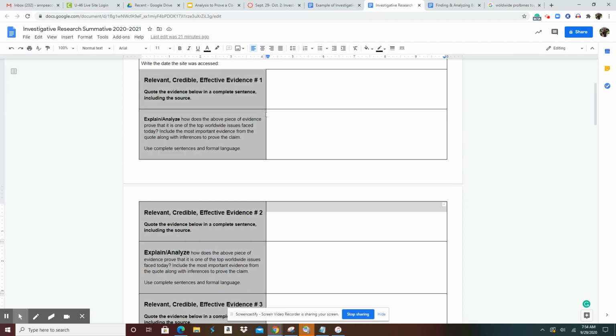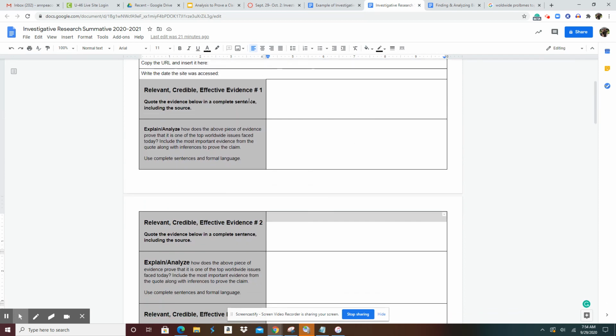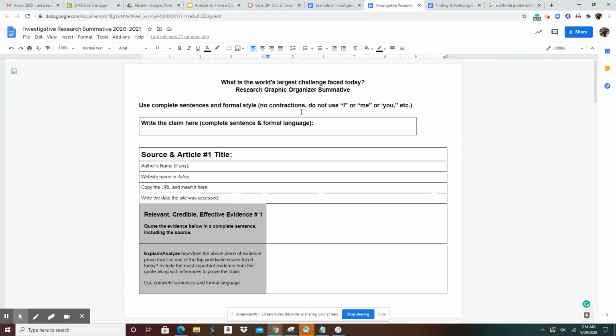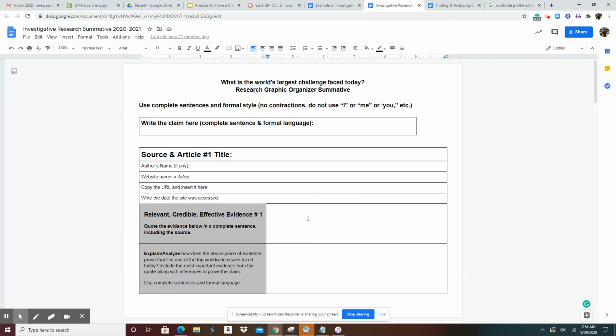And remember, it goes across. So you already have the evidence, it's quoted, you include the source, it's a complete sentence. It's also in formal style. Do not use I, me, or you unless it's in a quote. And then you're going to write your analysis. So which words from the quote help make inferences about how it proves whatever your claim is, which topic is the worldwide issue.